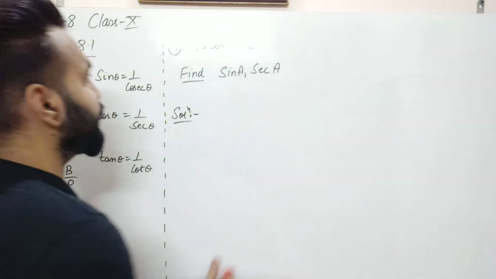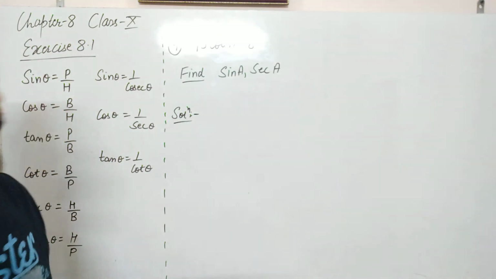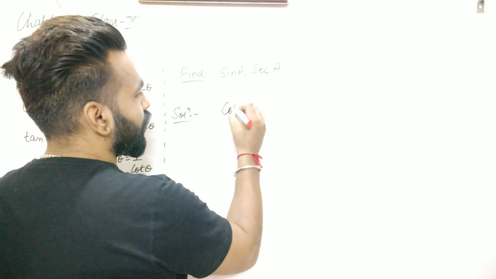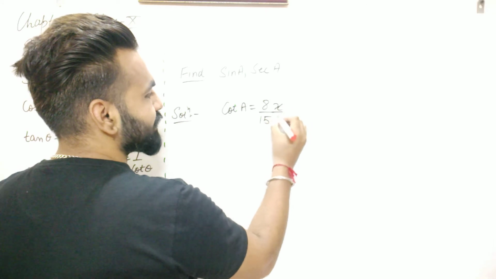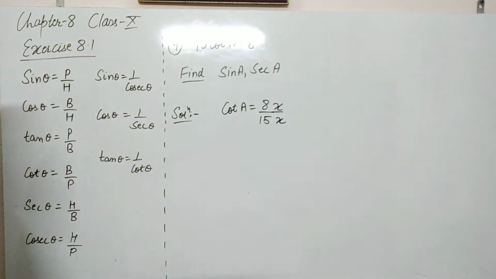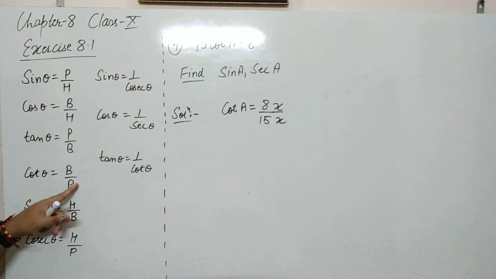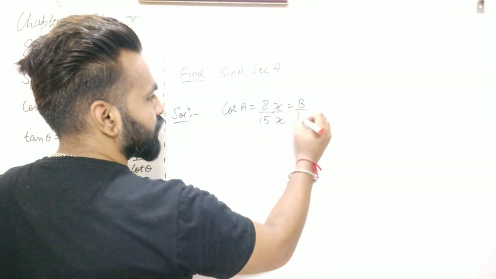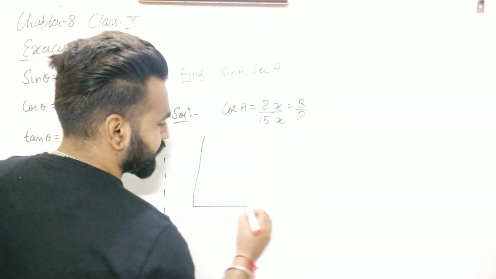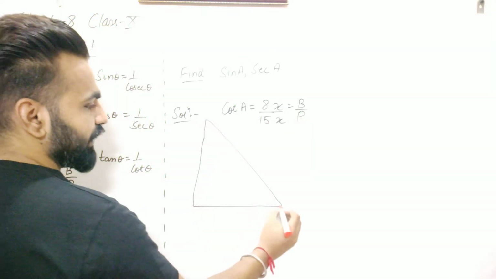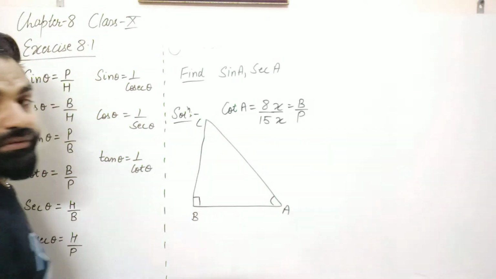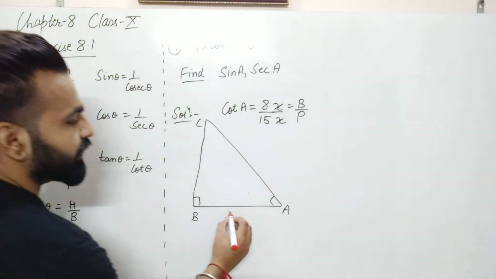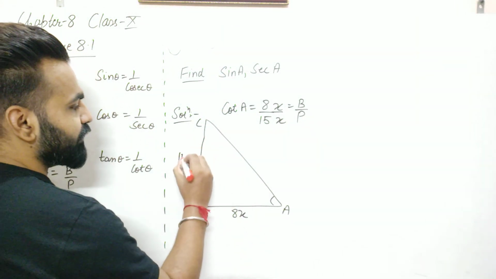Now see question number 4. Cot A is given 8 by 15. So from here cot A will be equal to 8 by 15, or we can write it as 8x by 15x, because it is given in the form of a ratio. Now we know that cot theta is B by P. So we will construct a triangle here. Let us say this is A, B and C. We are talking about this angle, so this will be our base 8x, this will be the perpendicular 15x.